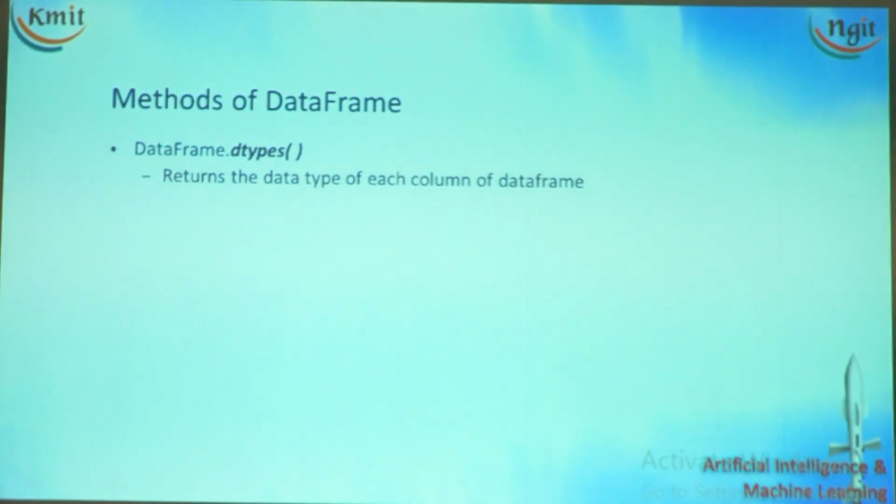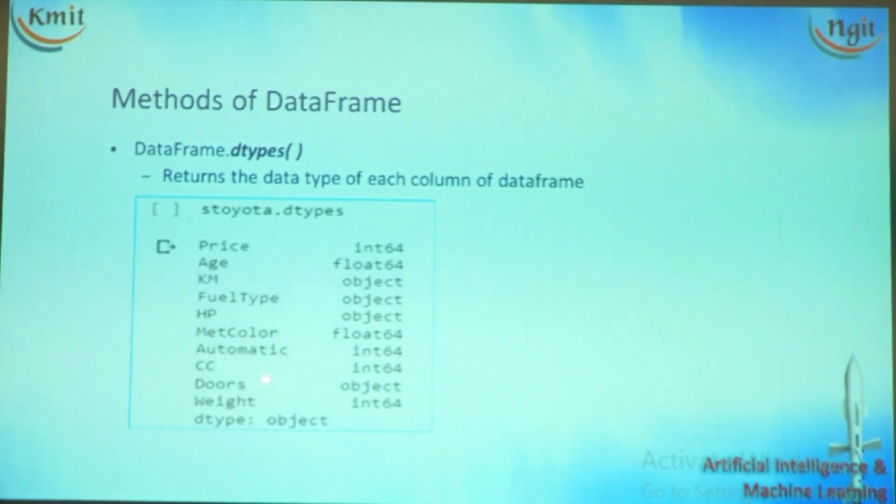So what do you think should be the data type for doors? Actually it should be integer, but according to the data that you saw, why? Because you saw the three, right? You can see here, price is showing int, not a problem. Price should be numerical data. Age is showing float, numerical data, not a problem.